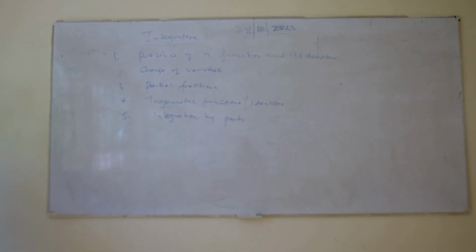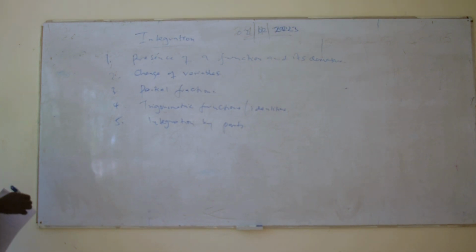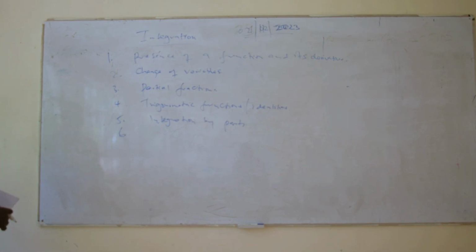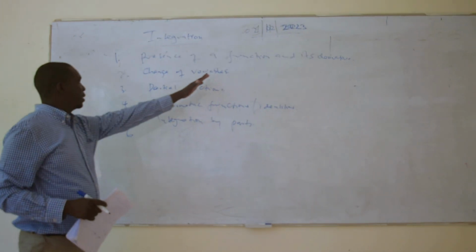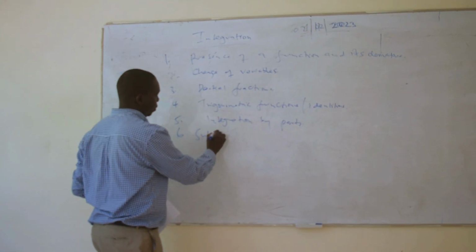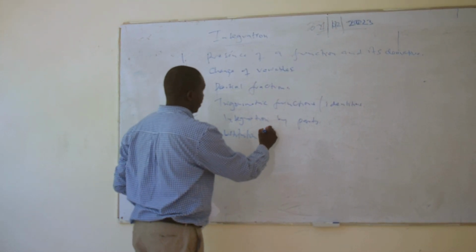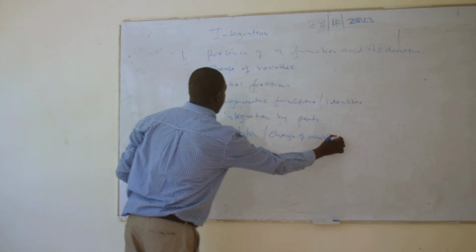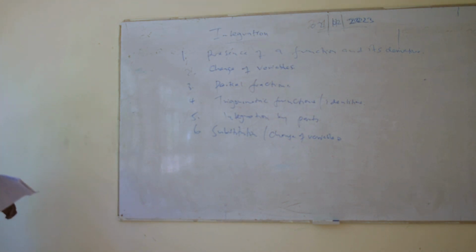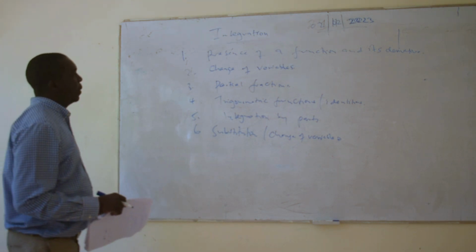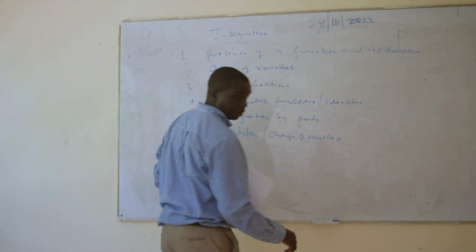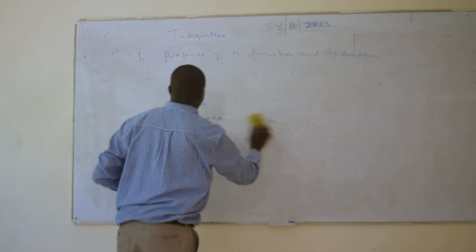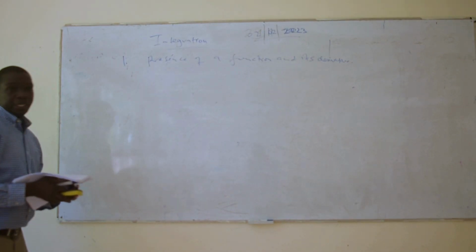Again, we can employ the technique of change of variables, substitution, which is the same as the change of variables. Now let's start with technique number 1, presence of a function and its derivative. We shall look at example 1.